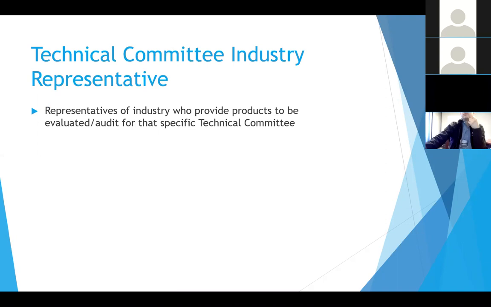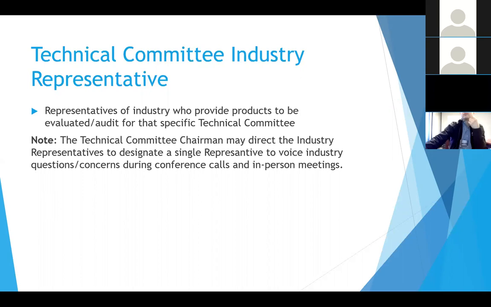So the representatives of industry who provide products to be evaluated and or audited for that specific technical committee is an industry representative. And another note here, the technical committee chairman may direct the industry representatives to designate a single representative to voice industry concerns, questions during conference calls and in-person meetings. What do I mean by this? At times we all know that there may be contentious topics and we don't need 10 representatives from company ABC to voice their concerns on what may be a contentious topic. So be mindful of that.